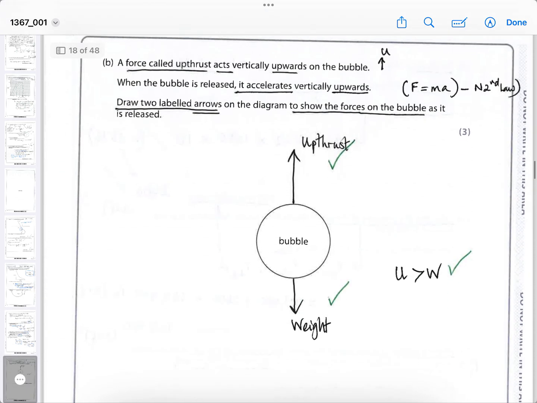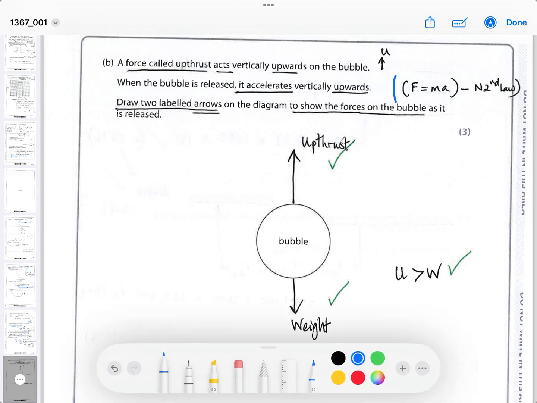The next one goes to the forces that I mentioned before. The force upwards on the bubble is called upthrust, and it acts vertically upwards, so let's call that U. And then when the bubble is released, it accelerates vertically upwards. So if it's accelerating upwards, that means there must be an unbalanced force, and if there's an unbalanced force, it's Newton's second law, F equals ma. So draw 2 labeled arrows on the diagram to show the forces on the bubble as it is released.